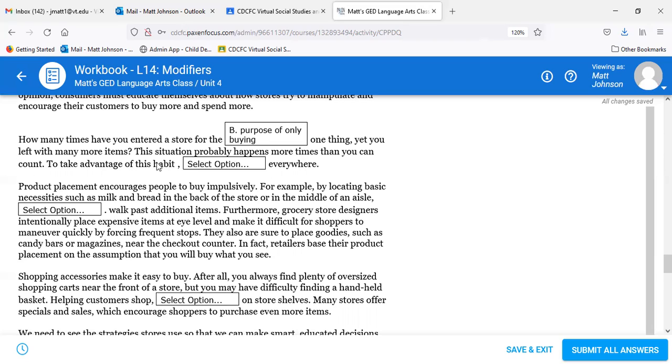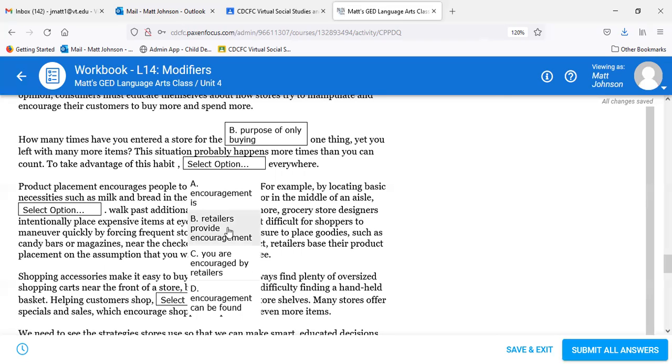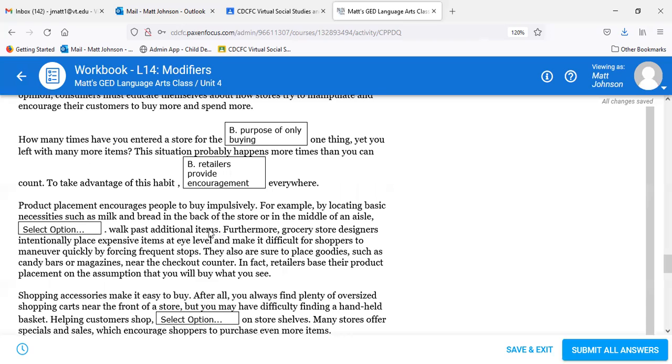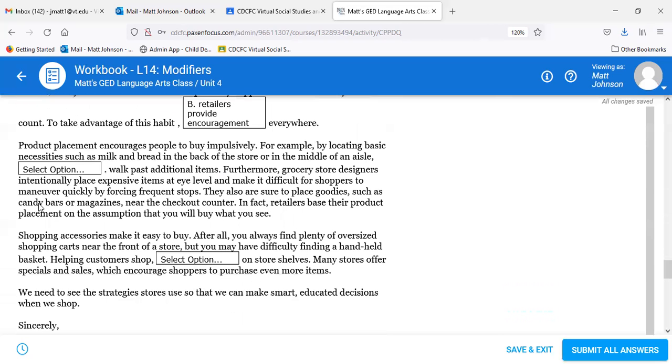All right, and this situation probably happens more times than you can count. To take advantage of this habit, retailers provide encouragement everywhere. B is the correct answer. To take advantage of this habit, retailers provide encouragement everywhere. Product placement encourages people to buy impulsively. For example, by locating basic necessities such as milk and bread in the back of the store or in the middle of an aisle.